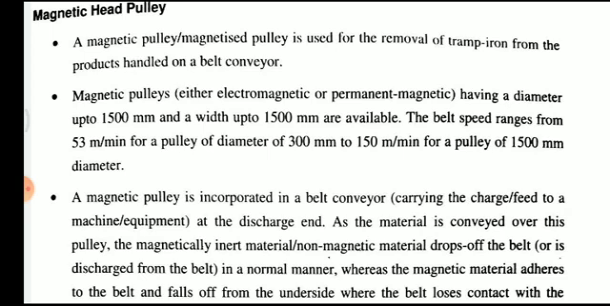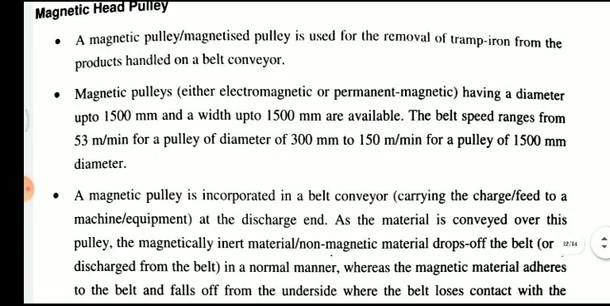The belt speed ranges from 53 meters per minute for a pulley of diameter 300 mm to 150 meters per minute for a pulley of 1500 mm.